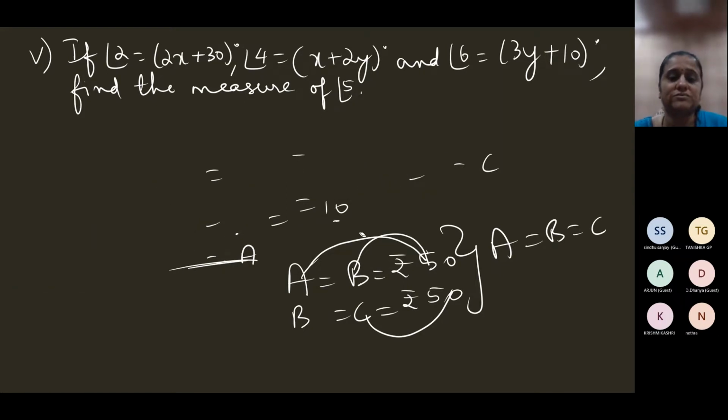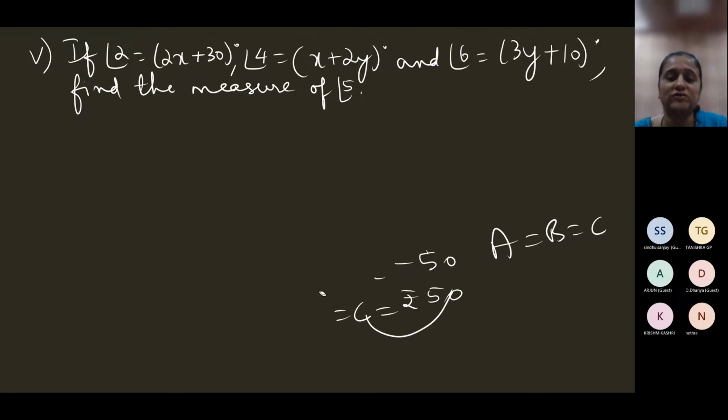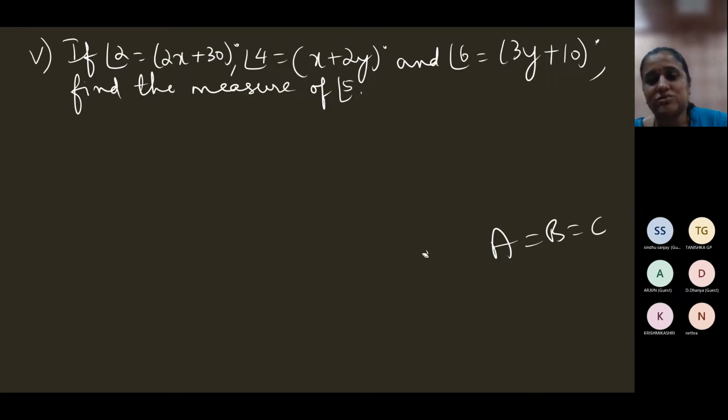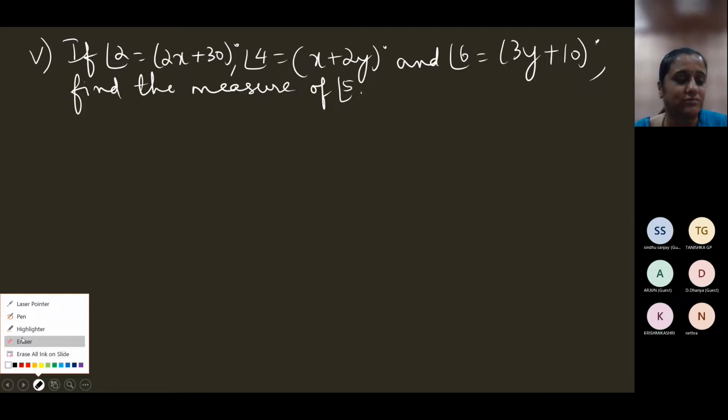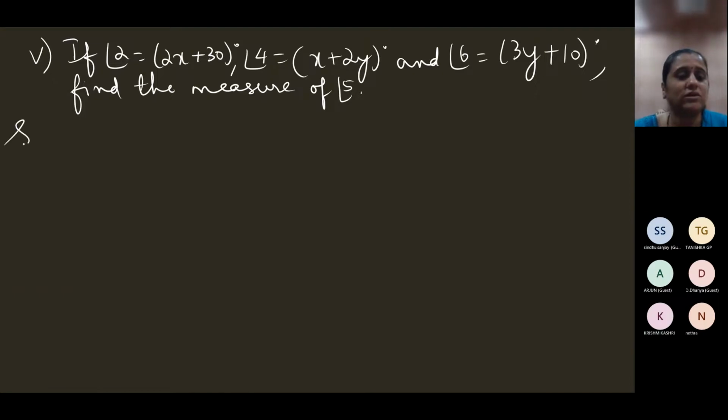So let me write it for you. Angle 2 is equal to angle 4. But angle 4 is equal to angle 6. That means angle 2 is equal to angle 4 is equal to angle 6. That's all. Okay, so the solution.